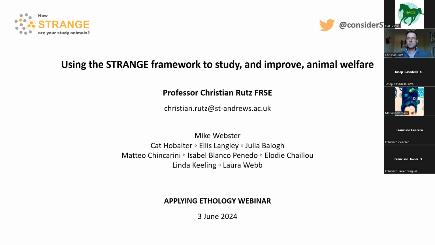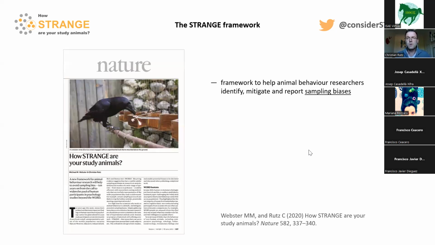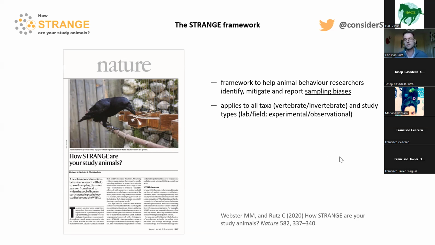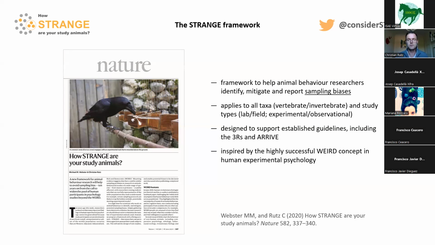But now I want to introduce you to the framework itself. The framework was designed to help animal behavior researchers identify, mitigate, and report sampling biases. It applies to all taxa, both vertebrate and invertebrate, and all study types, so lab and field, experimental and observational. It was specifically designed to support established guidelines, including the three R's and ARRIVE, so it avoids duplication, and I will explain later how exactly that is achieved.